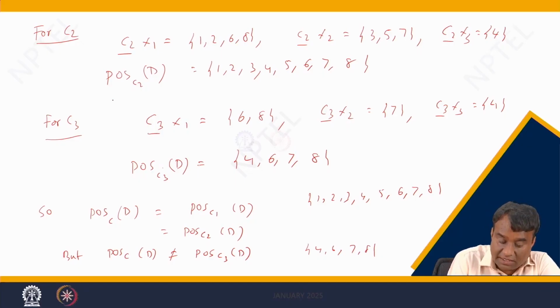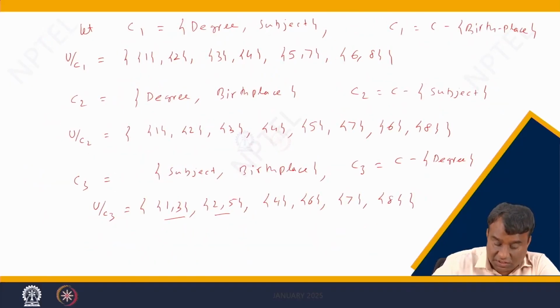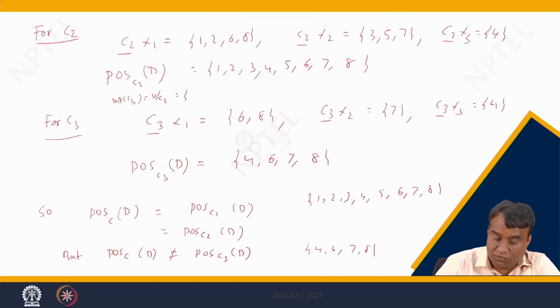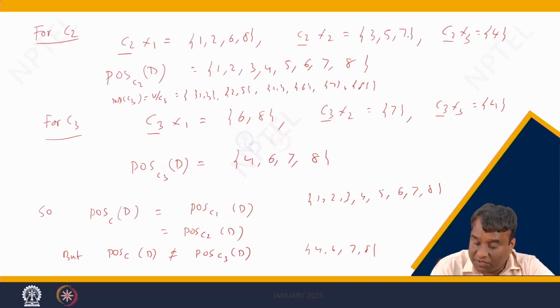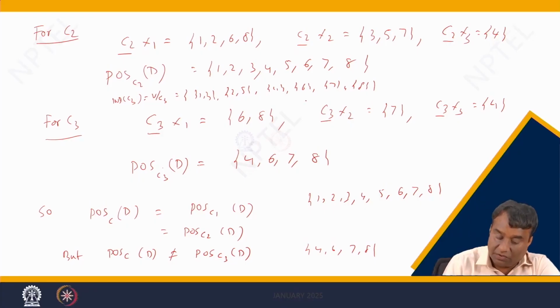Now try to write the indiscernibility relation of C3, that is U by C3. Write it first, then we'll check it. So C3 is 1 3 2 5, and the rest all are different, so that is 4 6 7 8. This x1 is 1 2 6 8. So here 1 will not be there, only 6 8 is there. For 3 5 7, x2 will not be there, so only 7 is there. For x3, 4 is there, so I will get 4.